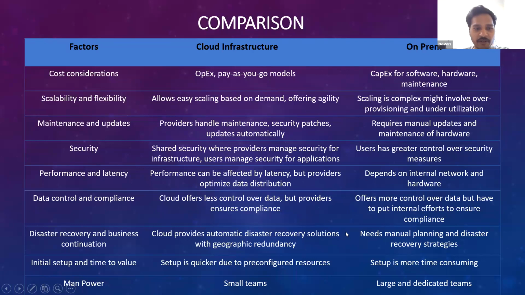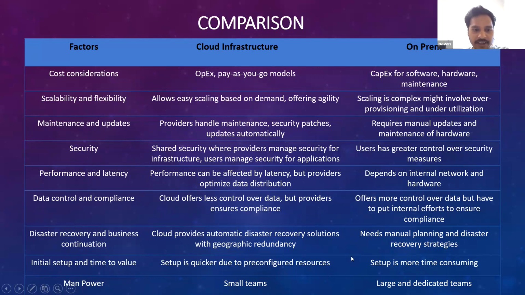And disaster recovery and business continuation. Cloud provides automatic disaster recovery solutions, like deploying the same set of data in the cloud databases of another region, so that if something happens to that particular region, they can still retrieve the data from the other region. And for on-prem, they need manual planning and disaster recovery strategies.